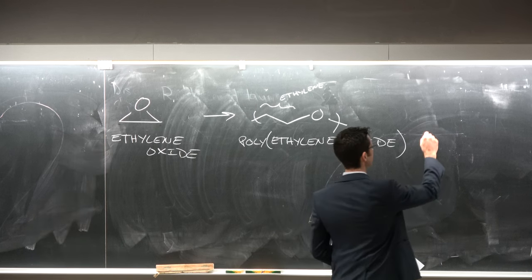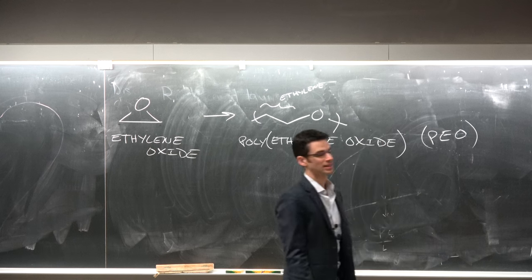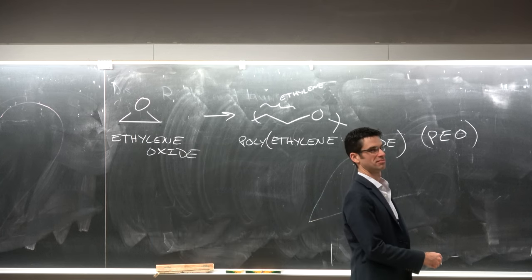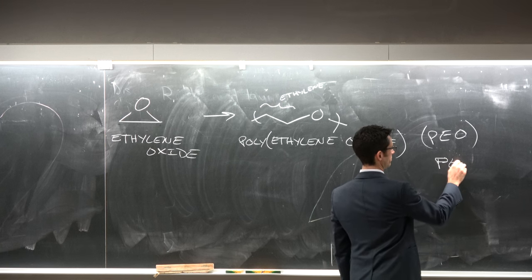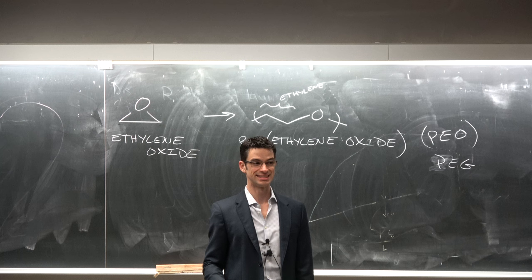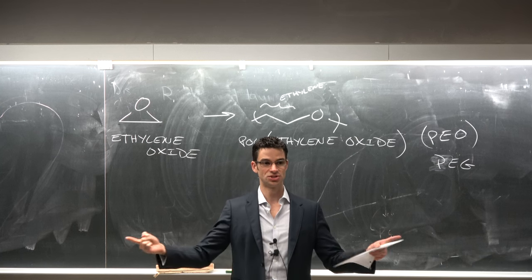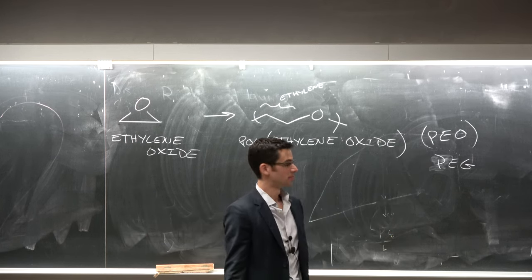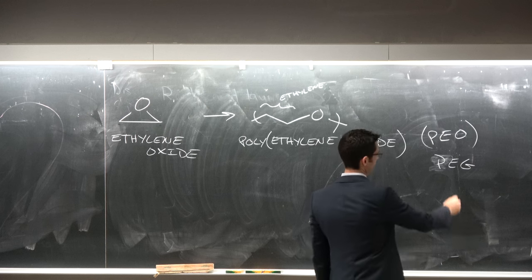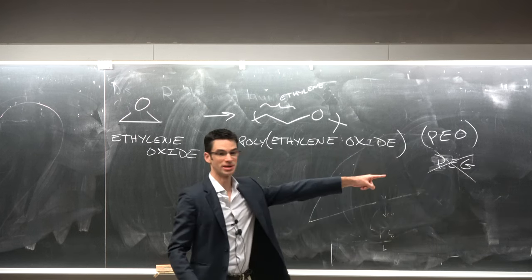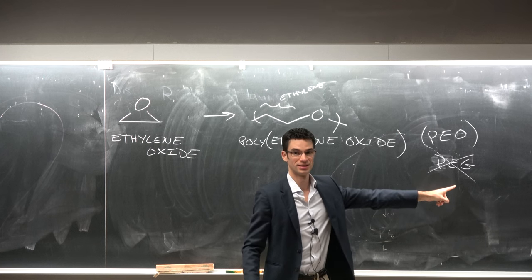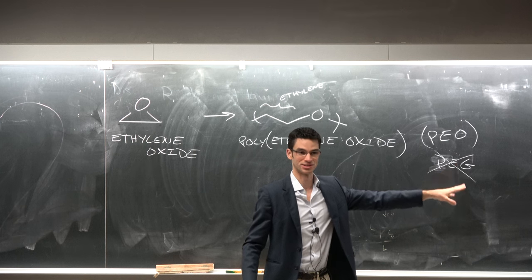Often this is called PEO in the business. In other businesses like biological sciences and bioengineering, this is called something else. Anyone know what it's called? PEG, polyethylene glycol. Polyethylene glycol is not the preferred name for this, because ethylene glycol is two CH2 units and two OH groups. But that's not what you polymerize to get polyethylene oxide. So you'll see this terminology, polyethylene glycol, and they'll mean this, but this is not the preferred nomenclature for nanoengineering, chemistry, chemical engineering.